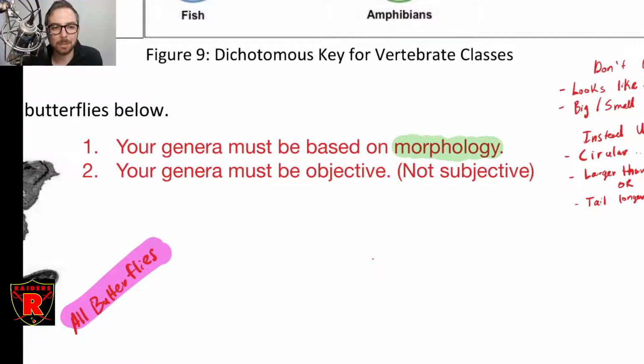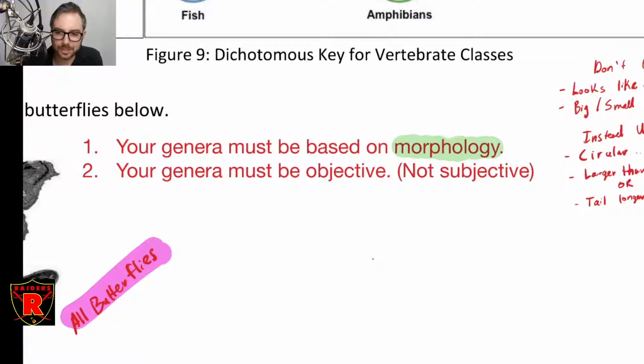Anyway, you've got to base your dichotomous key on morphology. So remember, morphology is physical characteristics, or technically behavior is okay here too, but things like color are fine. Things like body shape and what parts are visible on the organism. Okay, that's morphology, characteristics. What you shouldn't use are things like "looks like a blank."